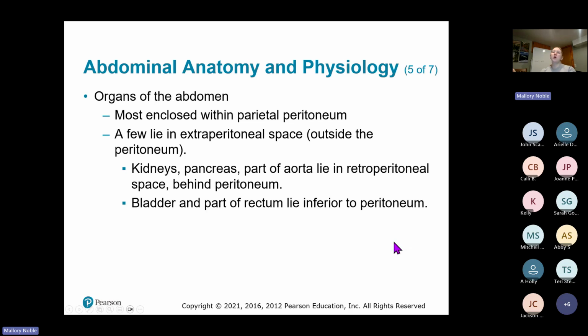Most of the organs in our abdomen are going to be enclosed within this peritoneum. A few lie in the extraperitoneal space, so just on the outside. Kidneys, pancreas, and part of the aorta all lie behind that space, called the retroperitoneal space. The bladder and part of the rectum lie below the peritoneal cavity.